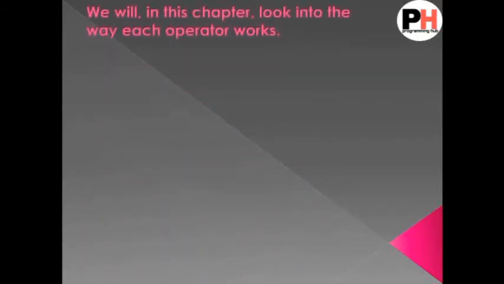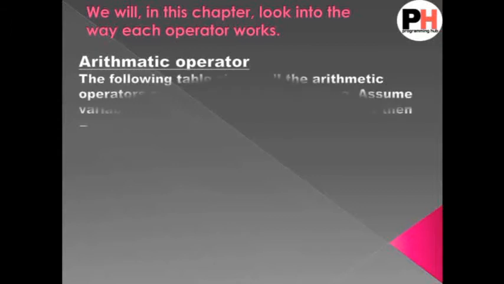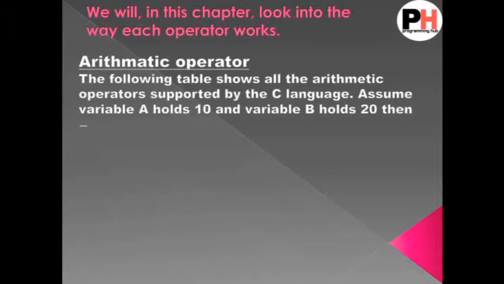Now we will look into the way each operator works. The first one is arithmetic operator. So arithmetic operator is a mathematical function that takes two operands and performs calculation on them. It means an arithmetic operator is a mathematical function that takes two values and performs calculation on those two values, such as addition, subtraction, multiplication, division. Okay, now the following table shows all the arithmetic operators supported by the C language.